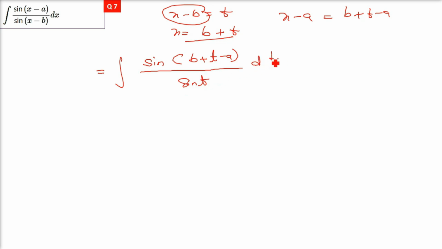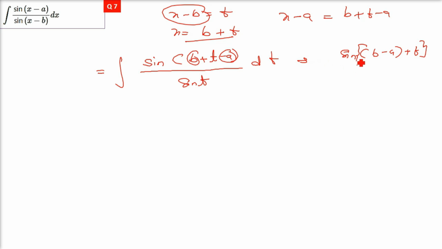And this is dt of course. Why has dt come? Because when you differentiate x equals b plus t, dx will be equal to dt. That is why dt can be replaced by dx. How about this? I assign b plus t minus a. Let us take b minus a separately and t separately.